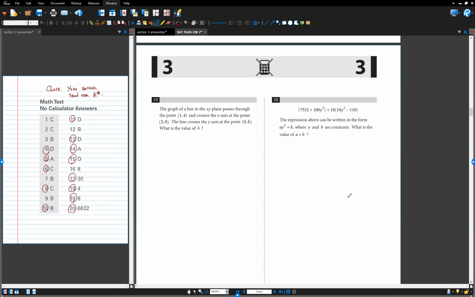Number 19. The graph of a line in the XY plane passes through the point 1, 4. You know the 1, 4 here. And the x-axis is at 2, 0. Yeah, that's the line. What is the value of b? Where is b? 0, b. Yeah, b is the y-intercept. This point is 0, b. That is the y-intercept.